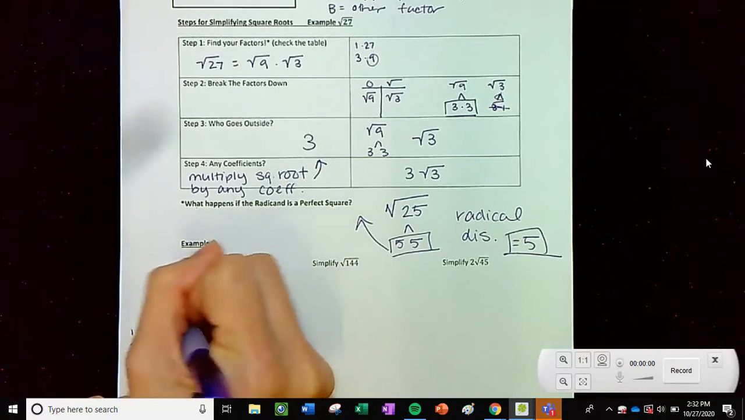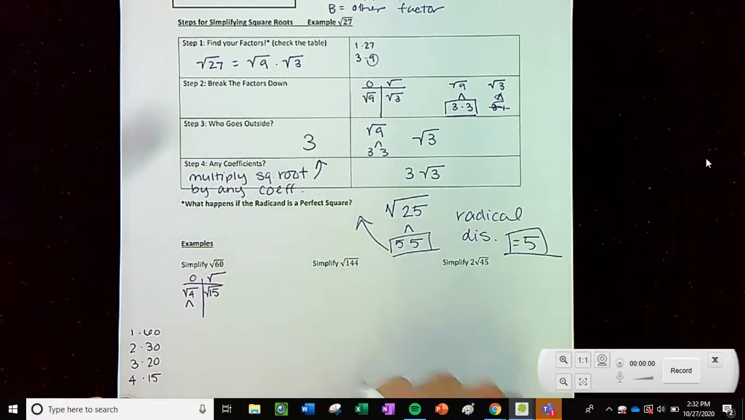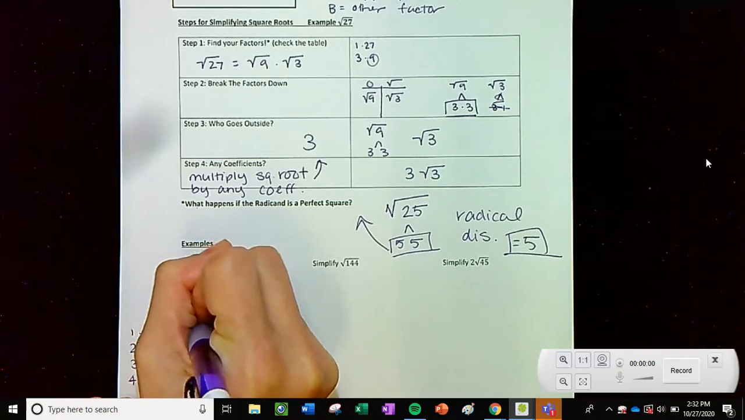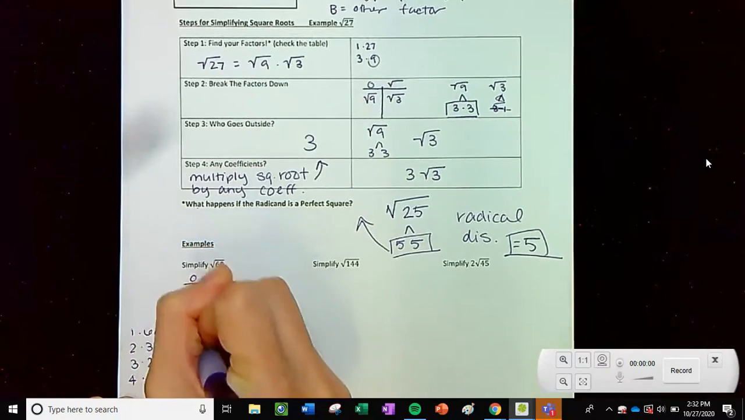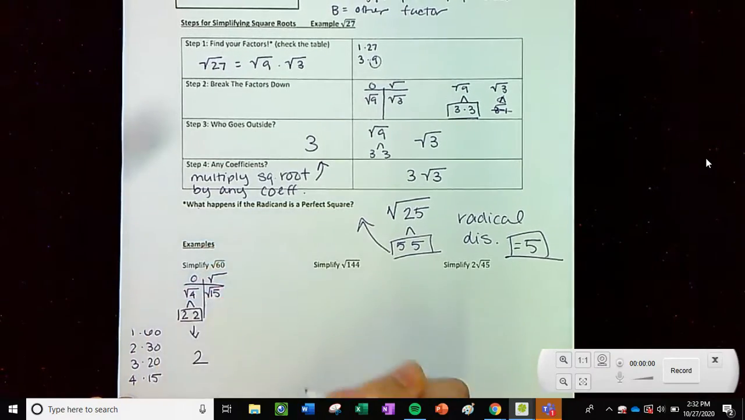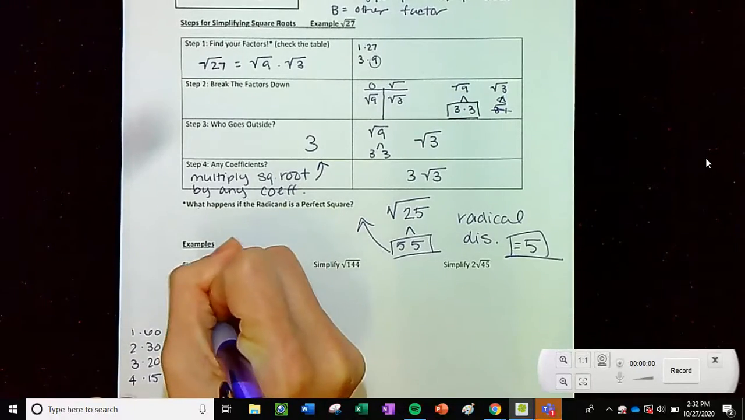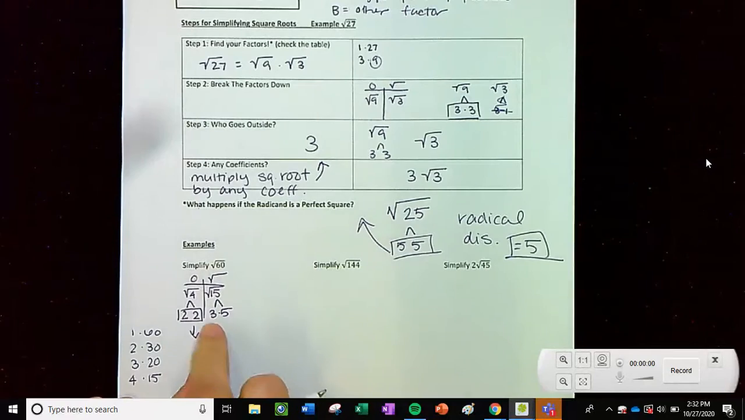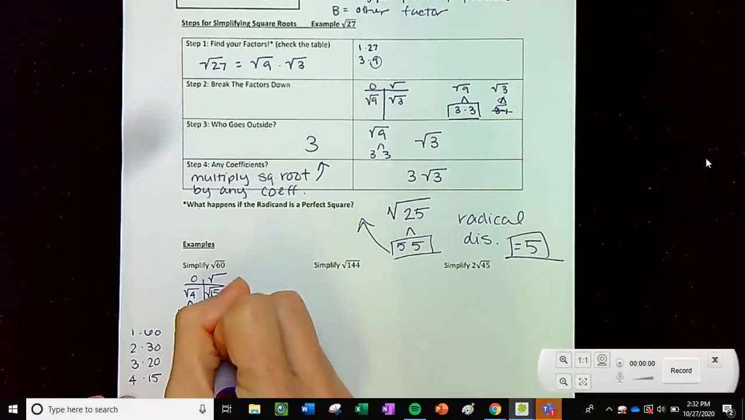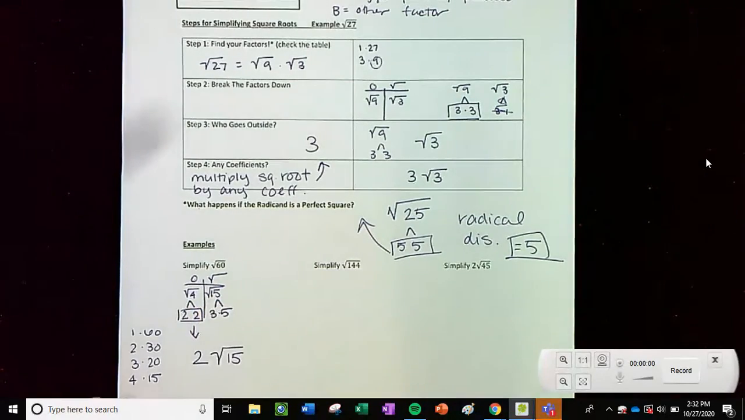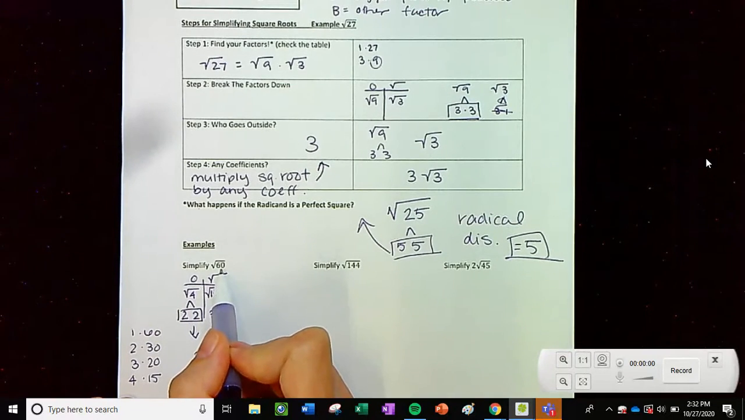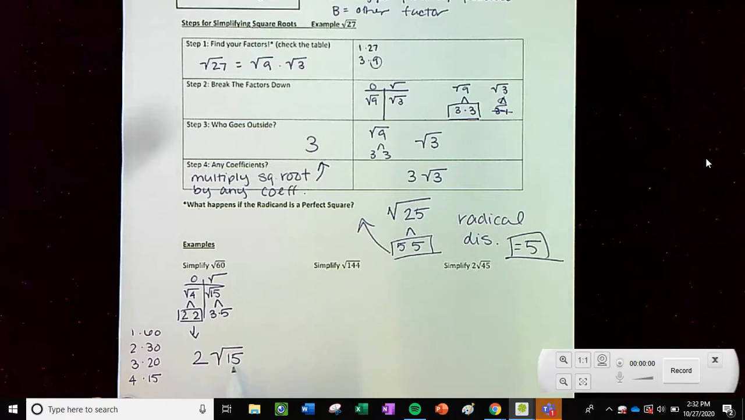Let's double check just to make sure. If I break 4 down into its factors, 2 times 2, that matches, so we know that 2 will come out. 15, if I break that down into its factors, I've got 3 times 5. Those things do not match, so 15 will stay as it is inside the radical. I'm simplifying the square root of 60 to have the smallest number possible left inside.